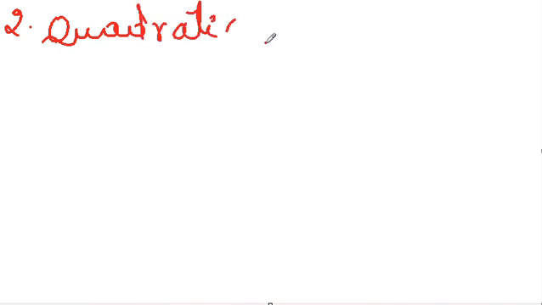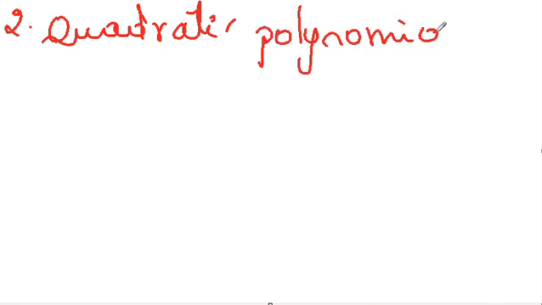Okay, so the next one, the second one, is quadratic polynomial. Quadratic. So it is the second type of polynomial.